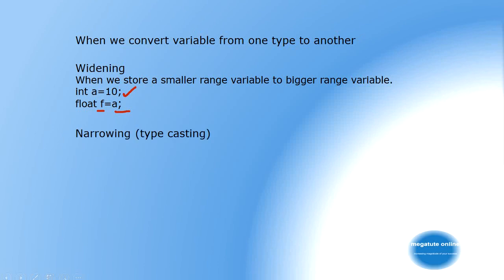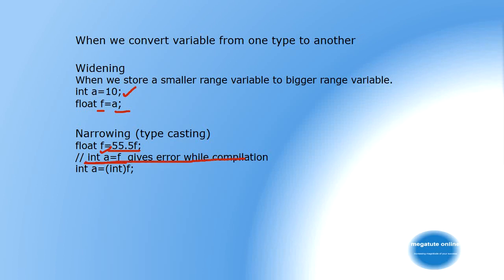Now, narrowing, it's also called typecasting, just opposite of it. When you have stored 55.5 or any value into a float variable and you are trying to store it into integer variable, whereas the integer has a lower range than the float. So this is called narrowing. So if you do it directly, it gives an error.